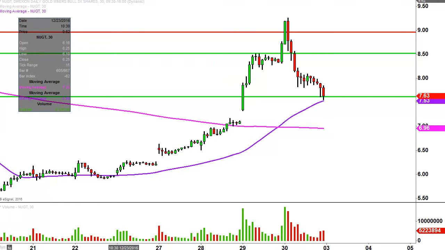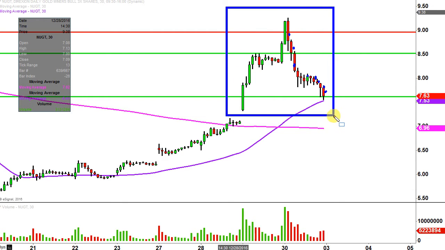Real quick, what do I mean by 30-minute, in case maybe you're new to charts? Instead of each one of these candlesticks representing 1 day's worth of price action, which is what you would normally see, each one represents 30 minutes. So while this may look like a few weeks' worth of time, it's actually just the past 2 days broken down into 30-minute time slices. I did this analysis yesterday, so that's where these red and green lines are coming from.